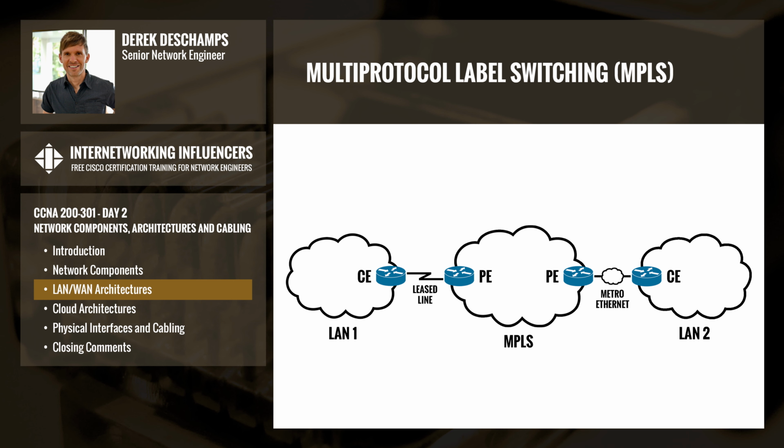With MPLS, a device at the edge of a LAN is known as the customer edge, or CE, while a device at the edge of the service provider's MPLS network is known as the provider edge, or PE. CEs can be connected to PEs using various types of WAN services, including leased lines and Metro Ethernet. This allows LANs to be connected to each other, regardless of the type of WAN services they have available at their location.